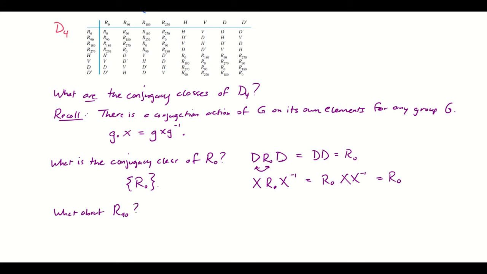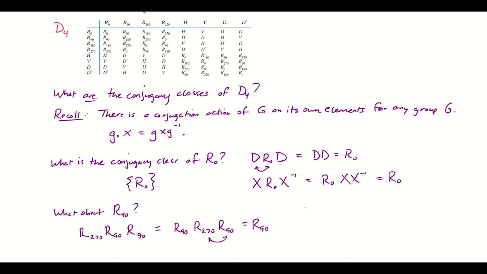What about R90? Well, if I take R90 and conjugate with some other rotation, like let's say R270, then I'm multiplying R270 on the left and its inverse on the right. The inverse of R270 is R90. Well, again, R90 is going to commute with any other rotation, so I can just move R90 out to the left and leave myself with R270 times R90. Those two cancel each other out. They're inverses, and I'm left with R90. So you might think the conjugacy class of R90 is just going to be R90, but it's not quite so.